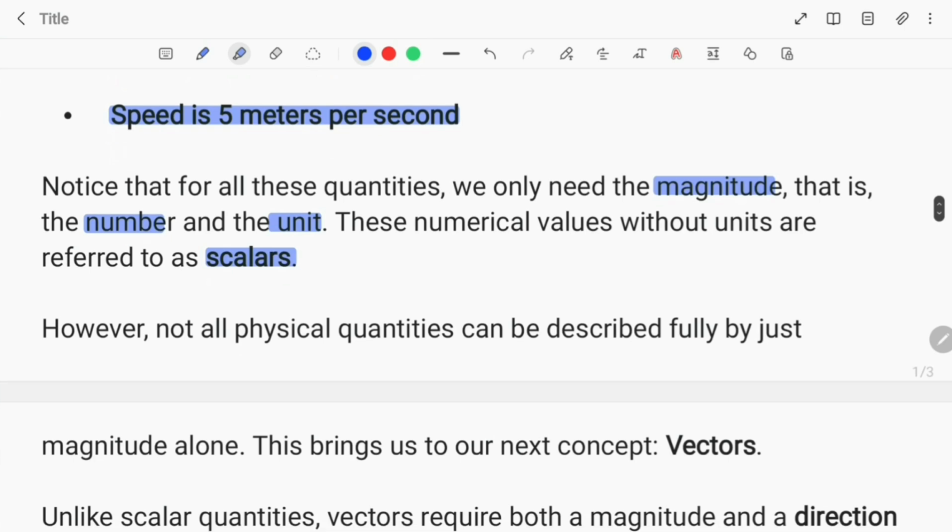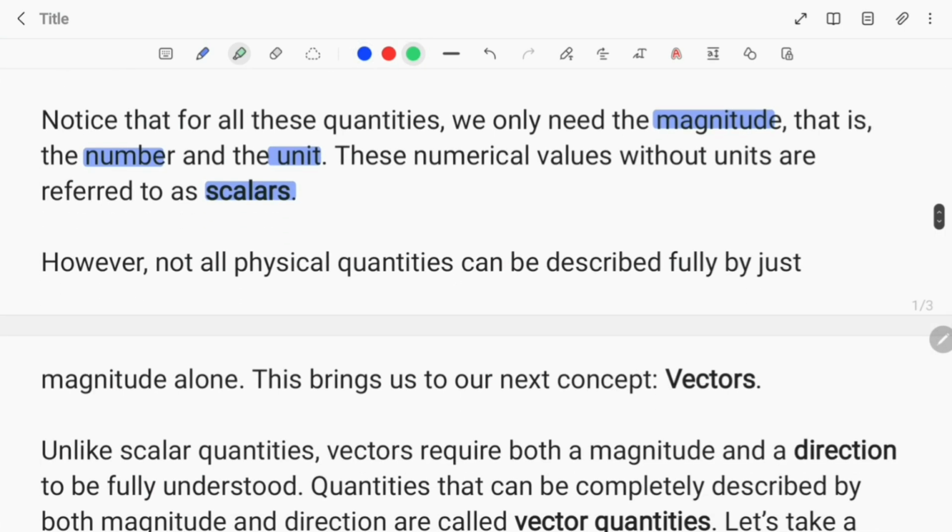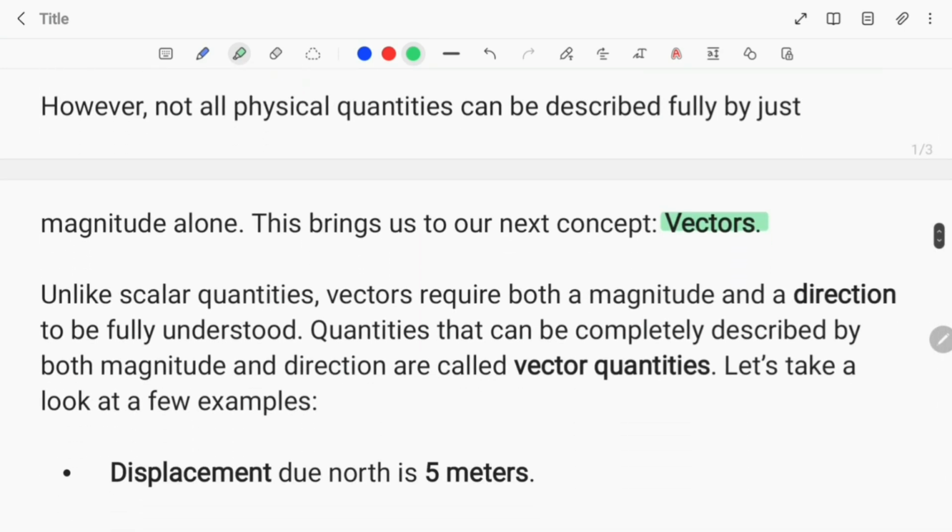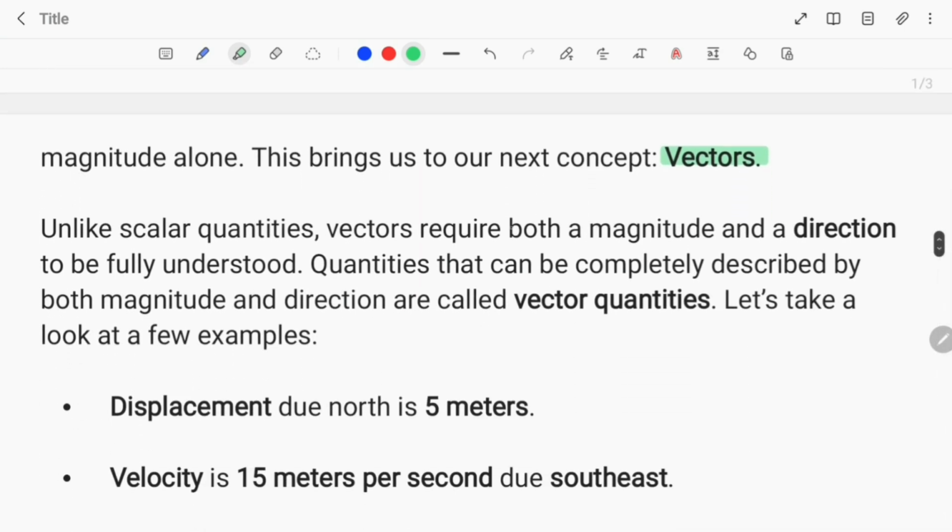However, not all physical quantities can be described fully by just magnitude alone. This brings us to our next concept: vectors. Unlike scalar quantities, vectors require both a magnitude and a direction to be fully understood. Quantities that can be completely described by both magnitude and direction are called vector quantities.